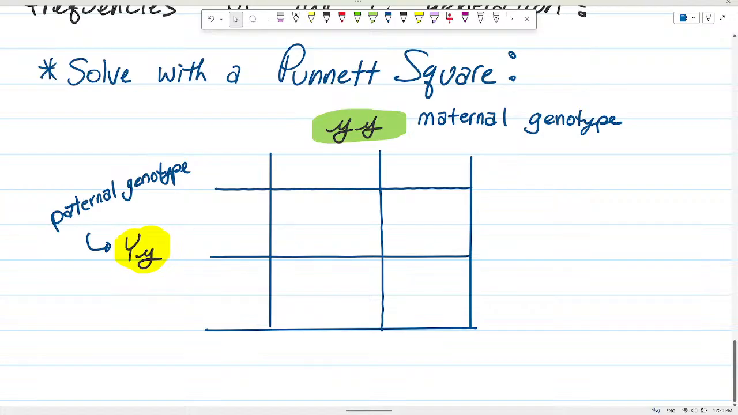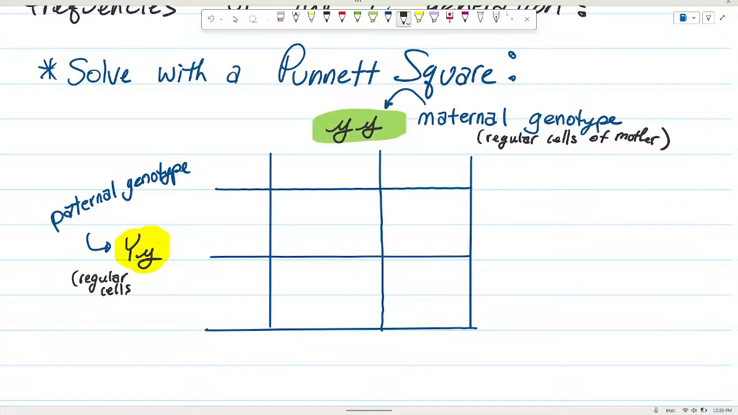Now, the reason I put that outside the table is that these are the regular cells of the mother. Does that make sense? These cells here that we're talking about, that's what would be on the DNA of every regular cell of the mother. And this big Y, little y, that would be inside the regular cells of the father. But we don't reproduce with regular cells, we reproduce with sex cells. They're called gametes. And we'll learn how they're made in a later lesson.